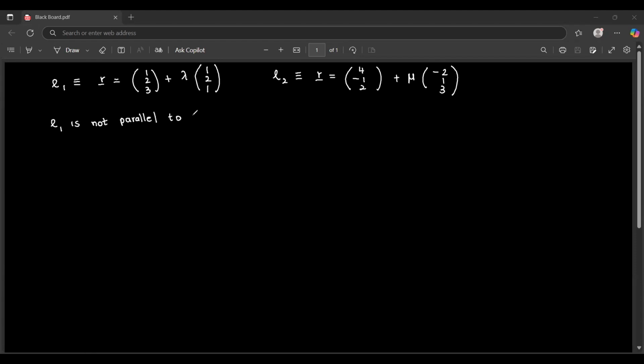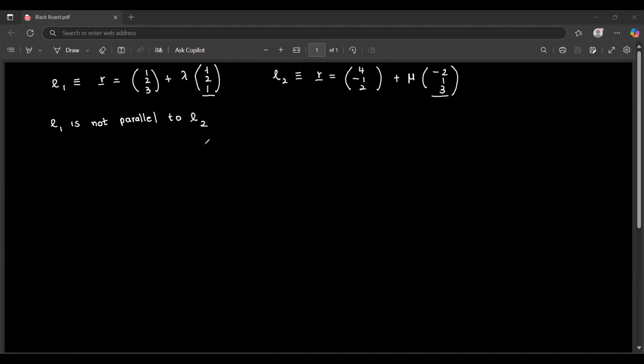Why is that? Well, in the direction vectors, here we have 1, 2, 1, and we definitely know this is not a multiple of 1, 2, 1. Why? To form minus 2 from 1, you have to multiply by minus 2. If you multiply by minus 2, you will get minus 2 here. But 2 into minus 2 is equal to minus 4. So that's not equal to each other. So they are not parallel.